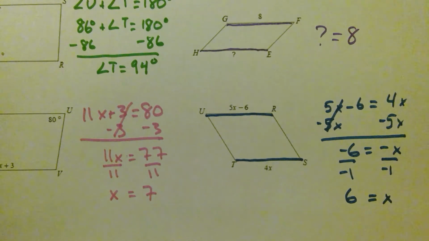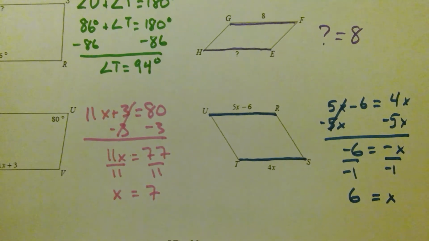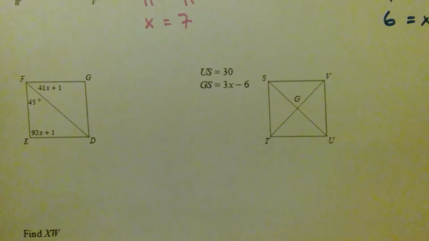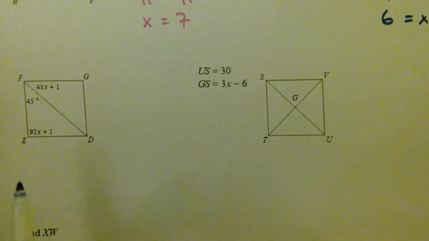So notice one thing is that with our side lengths, and we'll see this as we move on, we are going to continue to have sides that are congruent as long as they're opposite each other. Okay, our angles can be supplementary or congruent, as we'll see as we move on as well. So we'll move on to a slightly more challenging one right here. Okay, so we have parallelogram FGDE.